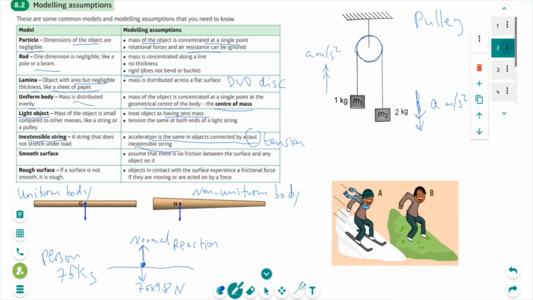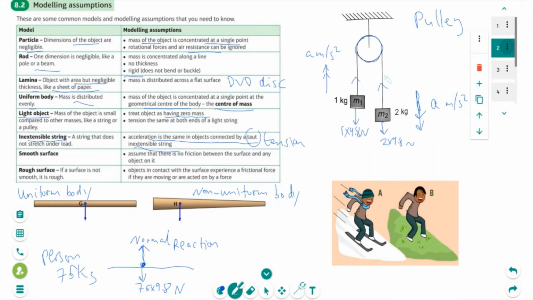So the tension is going to be the same, but you'll deal with that later on. If you know anything about physics, that mass will be 2 times 9.8 newtons, and this mass will have 1 times 9.8 newtons. That's the force on the bodies. Again, if you know anything about physics, there'll be tension in the string.